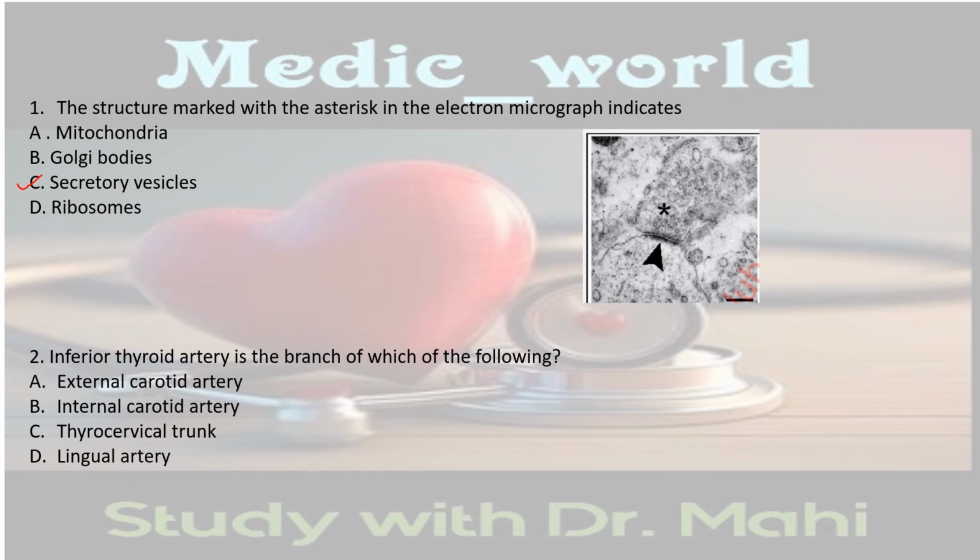Next question. Inferior thyroid artery is a branch of which of the following? So we all know that inferior thyroid artery is a branch of thyrocervical trunk, which in turn is a branch of first part of the subclavian artery. So the answer to this question is option C, that is thyrocervical trunk.